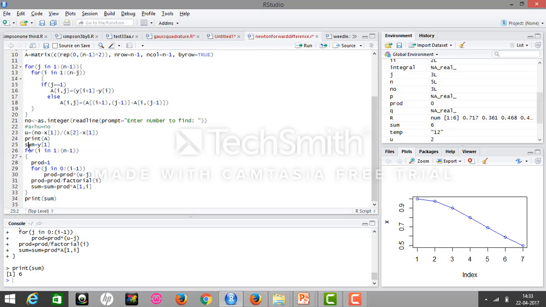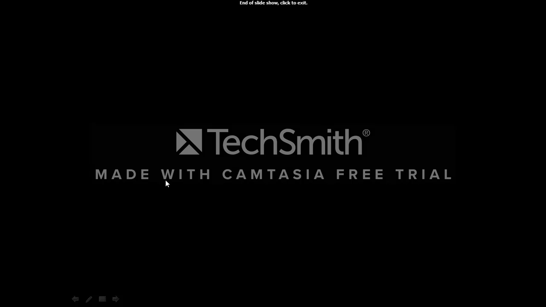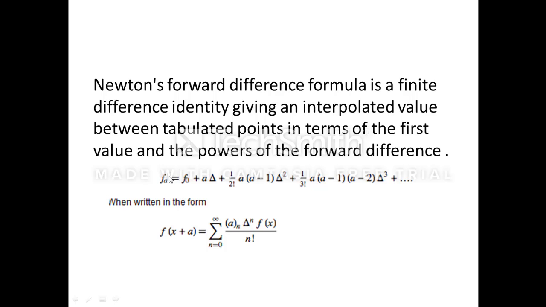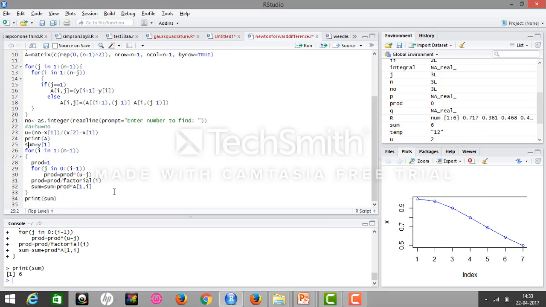Then sum equals y of 1, that is according to our formula. If we are taking this as sum, then we have just initialized it by taking the first term, and then adding the subsequent terms into it. So in our program we have taken sum equals y of 1.